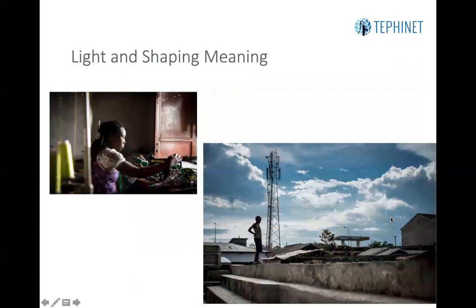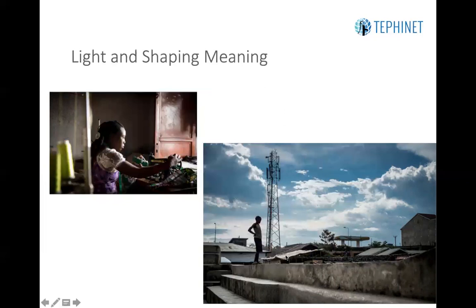And in that way, light can shape meaning. In this case, the light coming in from the door is striking this young woman working at her sewing machine, telling us that she's an important part of the story. It's not just about the space, but in fact, the photographer wants you to think about her.